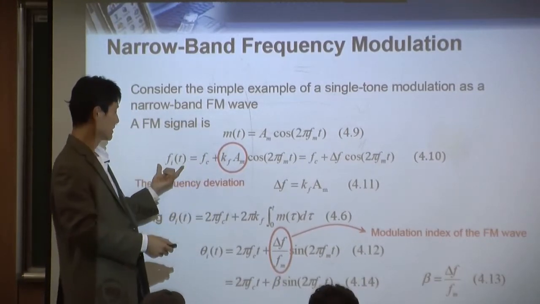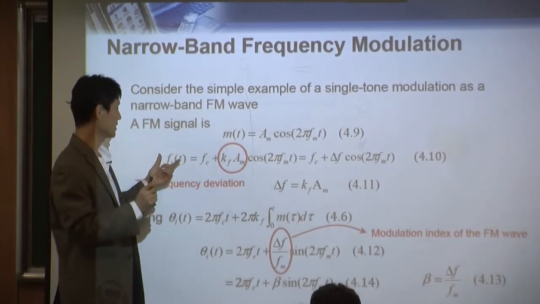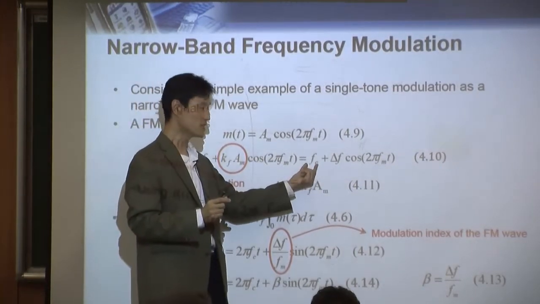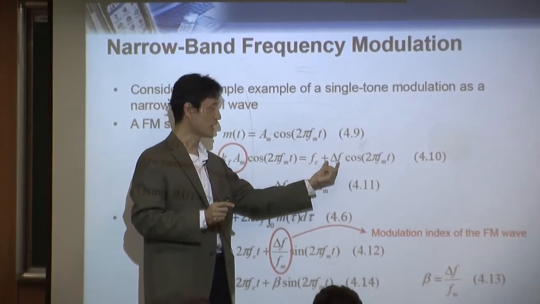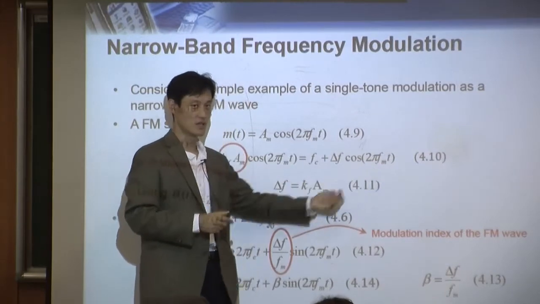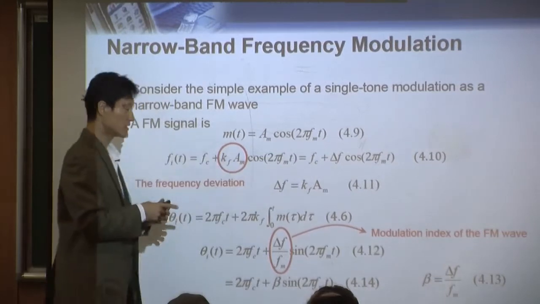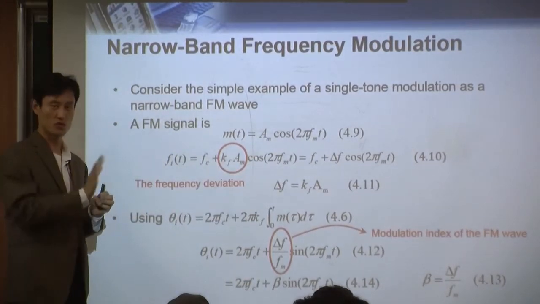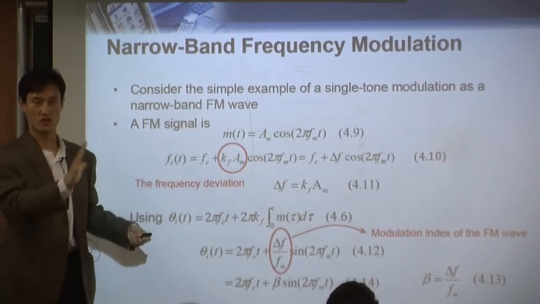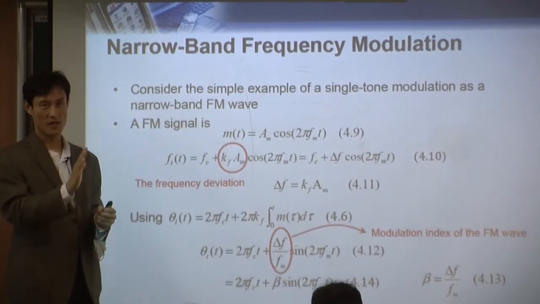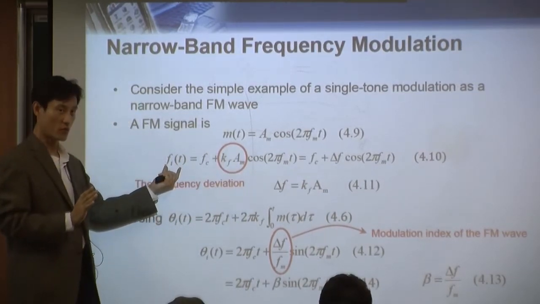So eventually the f(t), which is the frequency after you do a modulation, becomes FC, which is your carrier frequency, plus delta F cosine 2 pi fm t. So when you look at this, what can you see? This is the frequency after you do modulation. We are talking about FM modulation, right? So the frequency will be changed. After you do modulation, now the frequency is changed. So that's your output frequency.